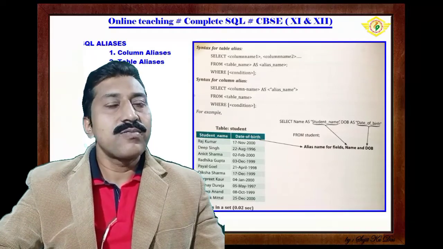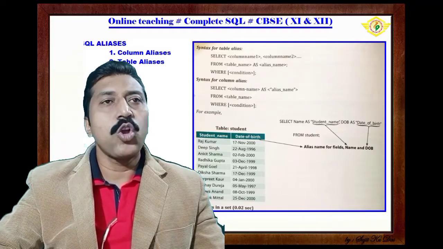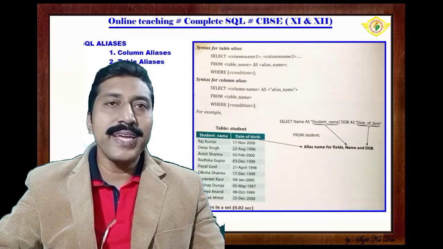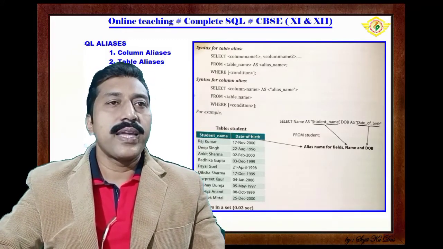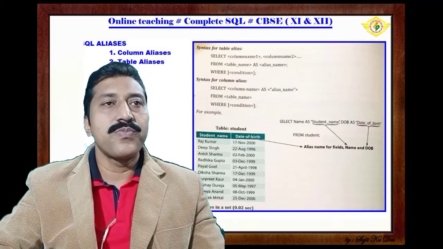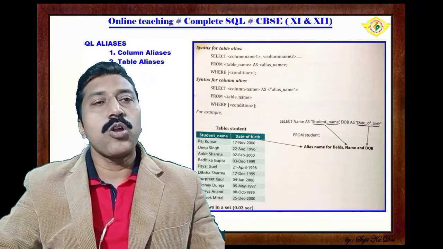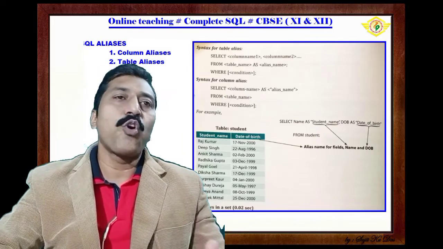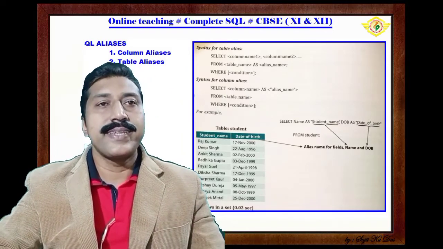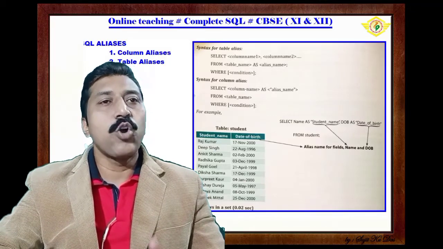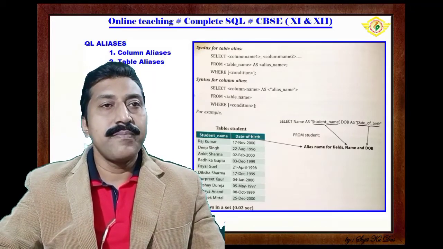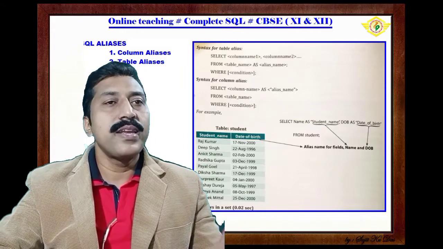Suppose the select syntax: a column alias is used to make the column headings in the query result set easier to use. I can give one example, just showing you with syntax. Select column name 1, column name 2 from table as alias name where conditions. For example, select column name as alias name from table name where conditions.